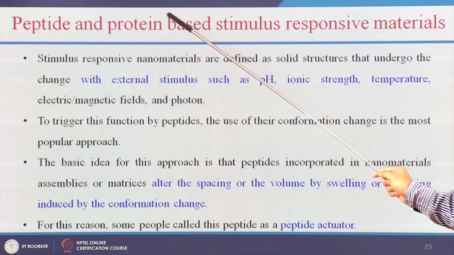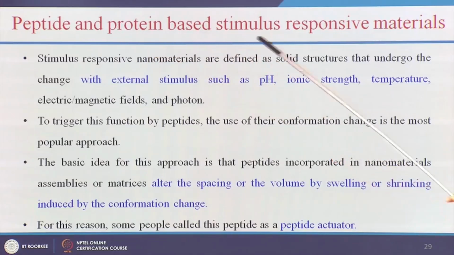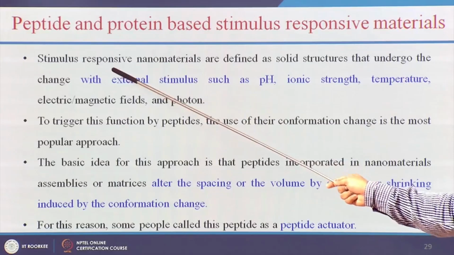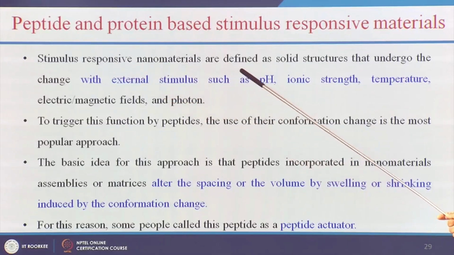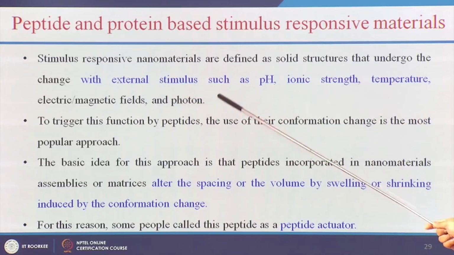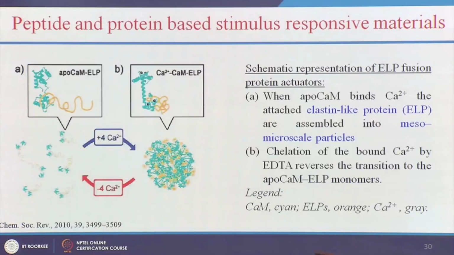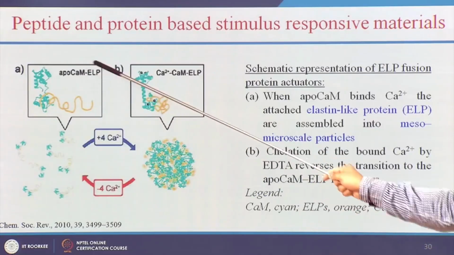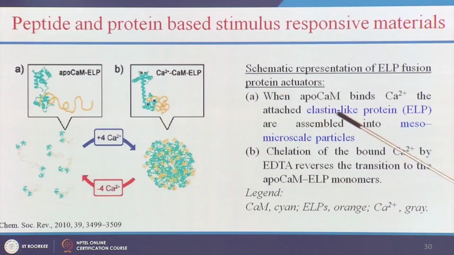So, let us see another example of how we can make protein or peptide based stimulus responsive materials. Okay. Here we can make stimulus responsive nanomaterials, which are defined as solid structures that undergo change in response to external stimuli. So, let us see the example. Here you can use apochem ELP. ELP is elastin-like protein.